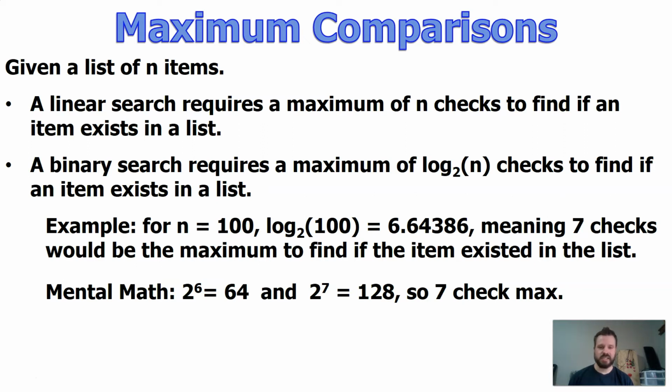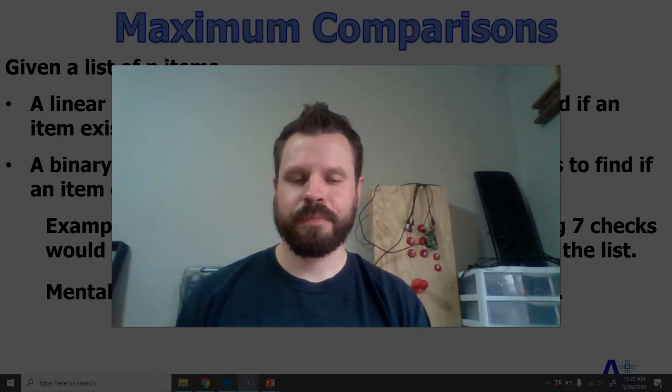Again, that is a huge amount. Let's say that number doesn't exist in our 100 item list or 100 item array. It's going to be a lot quicker just to make 7 checks to see if it doesn't exist as opposed to checking all 100 items.